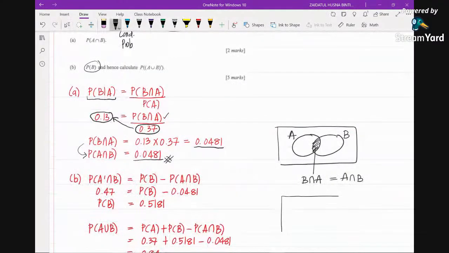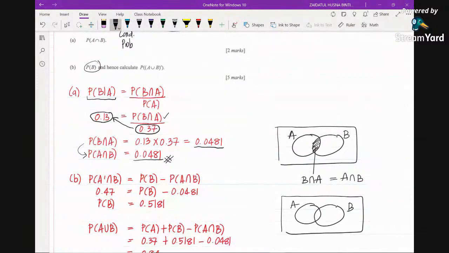If you draw the Venn diagram, this is A, this is B, right? So A prime intersect B means not A intersect with B. So this is the region where not A, or A prime, or A bar, intersect with B. So how can we get this region? First you just take the whole circle P(B) and then minus this region A intersect B.